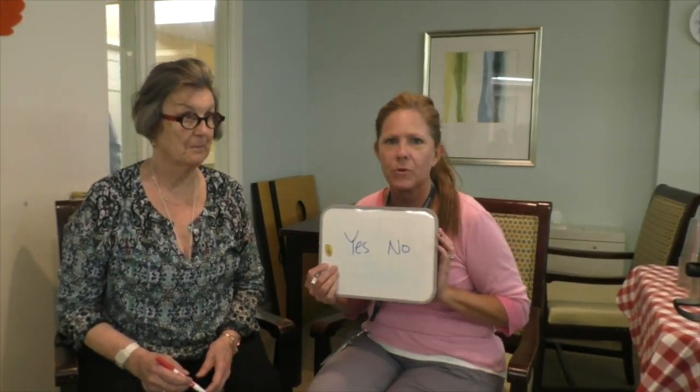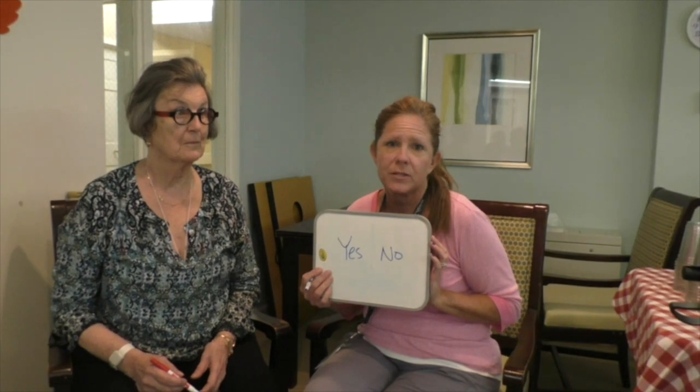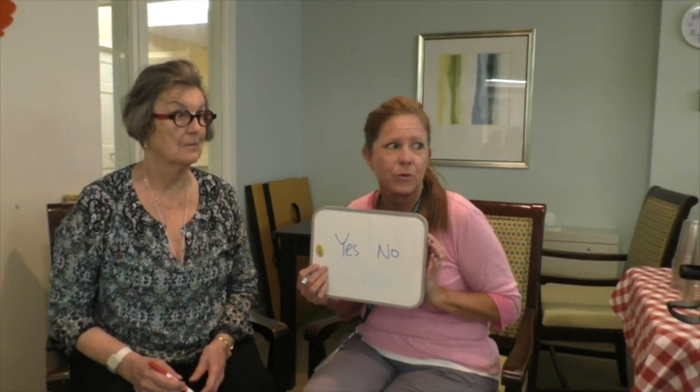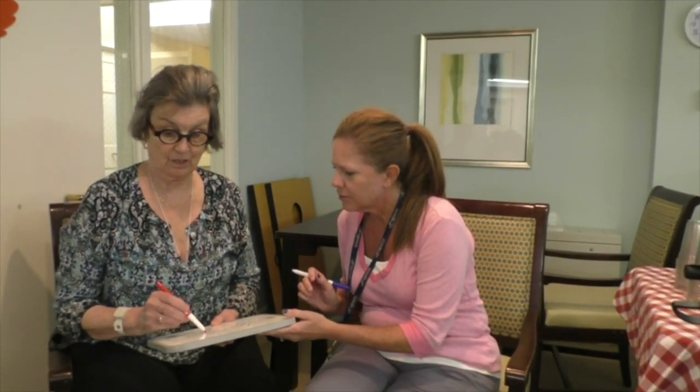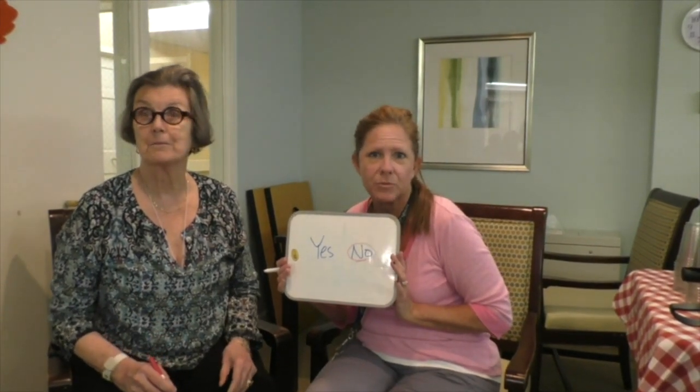All right, so this is an example of using the dry erase board to ask a yes or no question when it's difficult for someone to respond with a yes, no. So all you do is you write the yes and no responses down on the board, ask the question, and then ask the resident to circle the correct answer. So Sally, do you want some sweet tea for lunch? No. So she said, no, I wouldn't like any sweet tea. Okay.